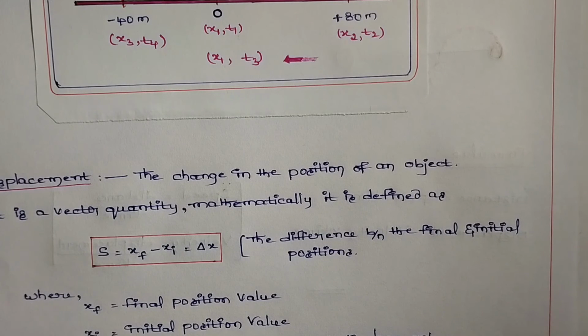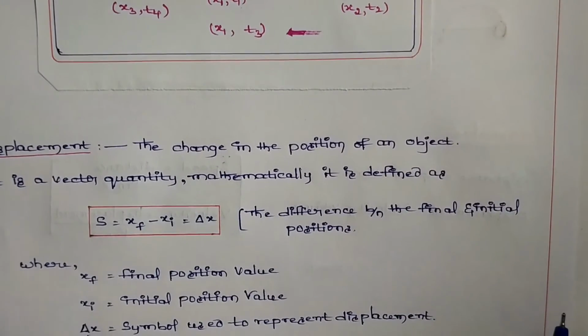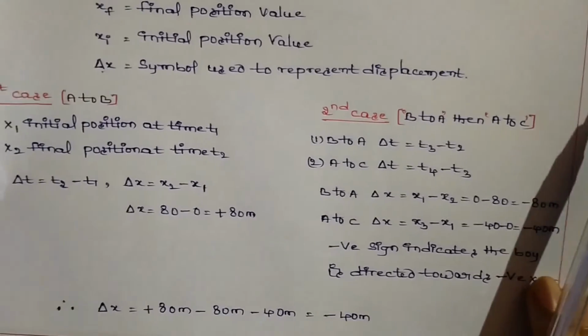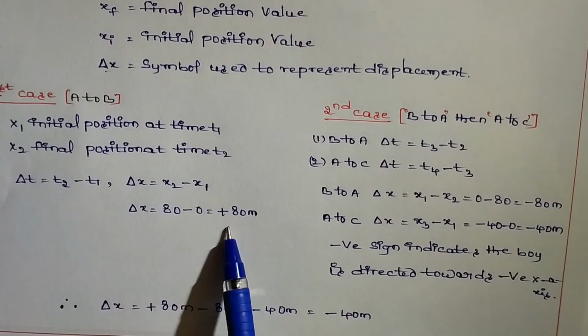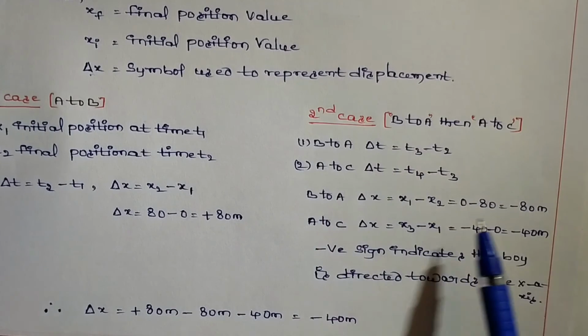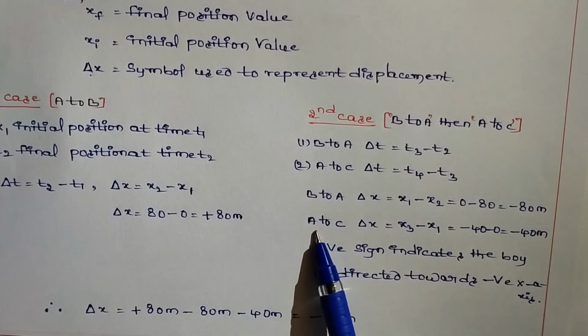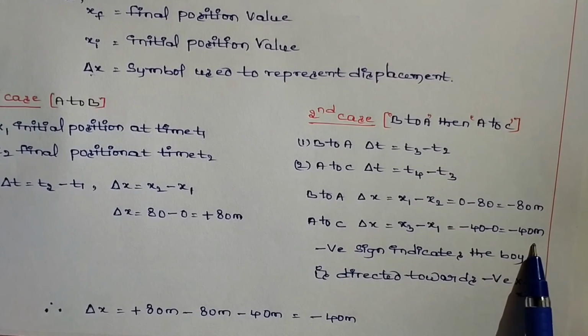Finally, we will get the value of that person. When he reaches point C, we have to add the total displacements. That is, in case 1, A to B, we get a displacement of 80 meters; in case 2, from B to A, we get minus 80 meters; and from A to C, we get minus 40 meters.